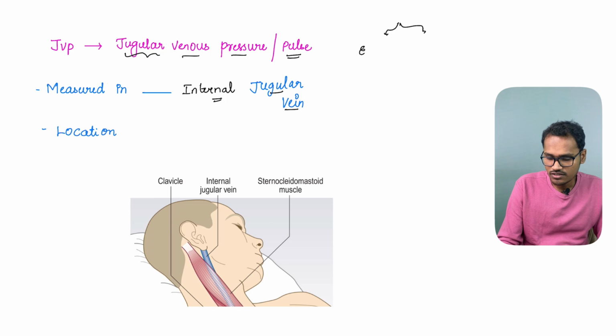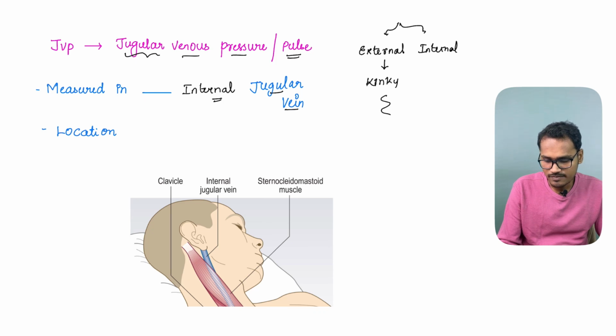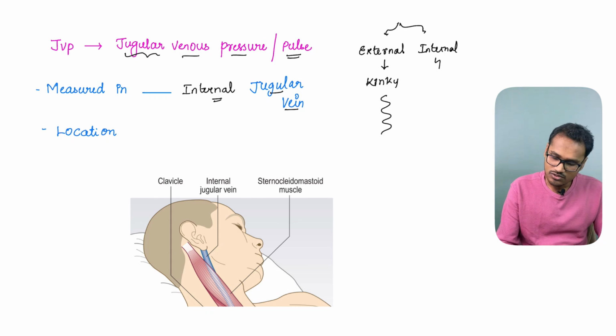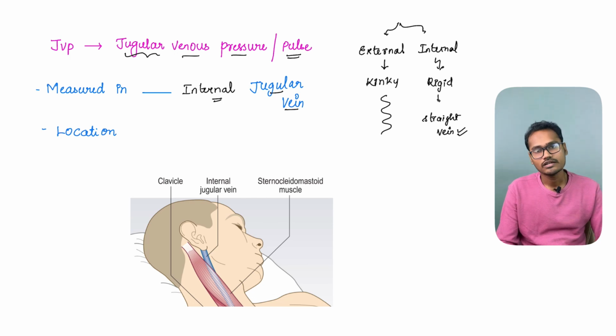Let's try to understand the characteristic features of the external and internal jugular veins. The external jugular vein is actually very kinky in nature. Kinky means its course is not straight; its course is like this. So it is not straight and it is difficult to trace. Whereas the internal jugular vein is more of a rigid vein and more of a straight line. That is why we give preference to observing it in the internal jugular vein and not in the external jugular vein. Please remember this point.